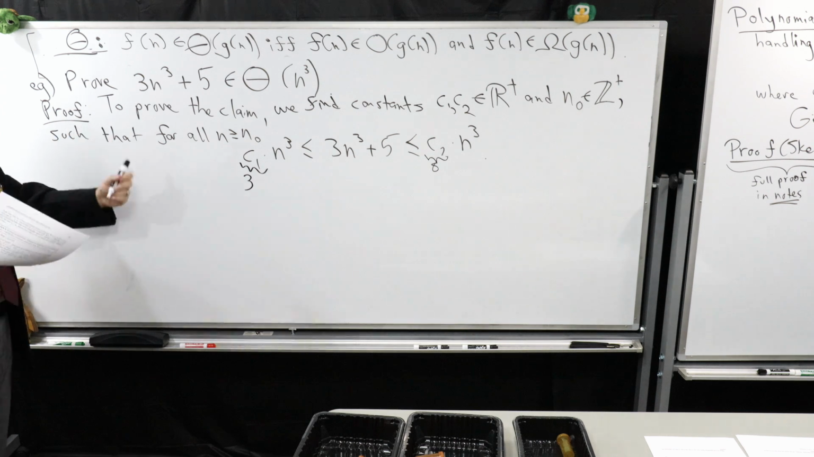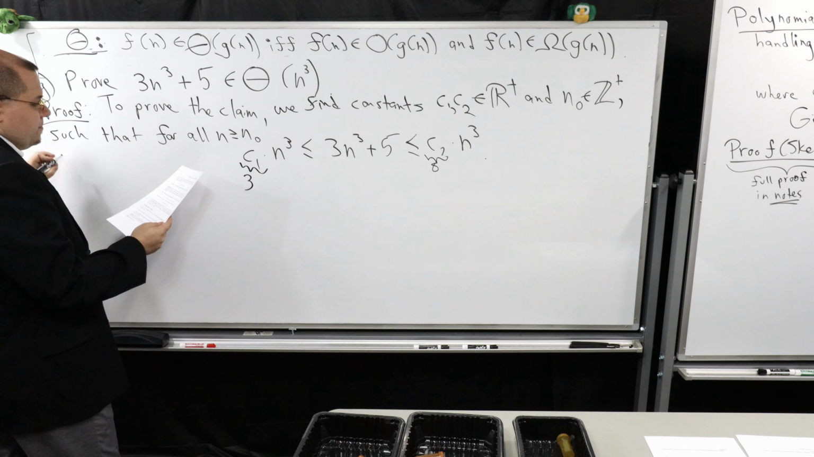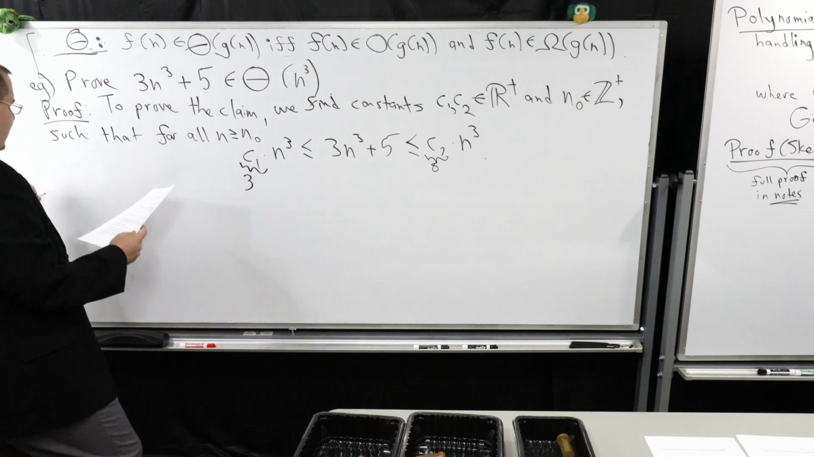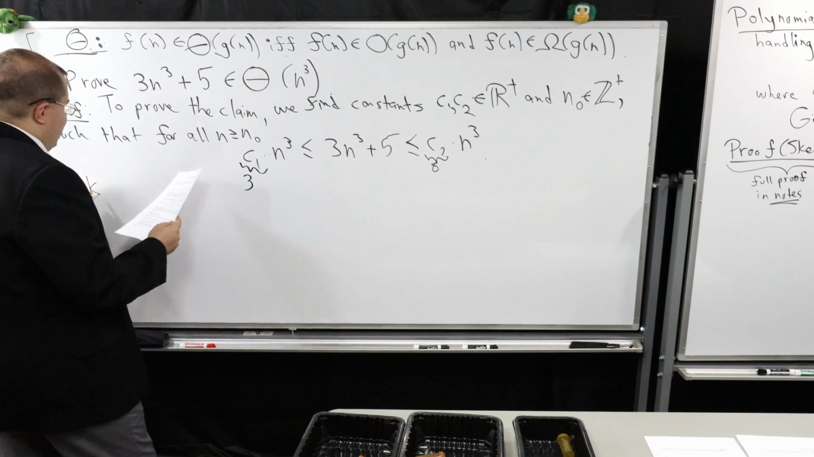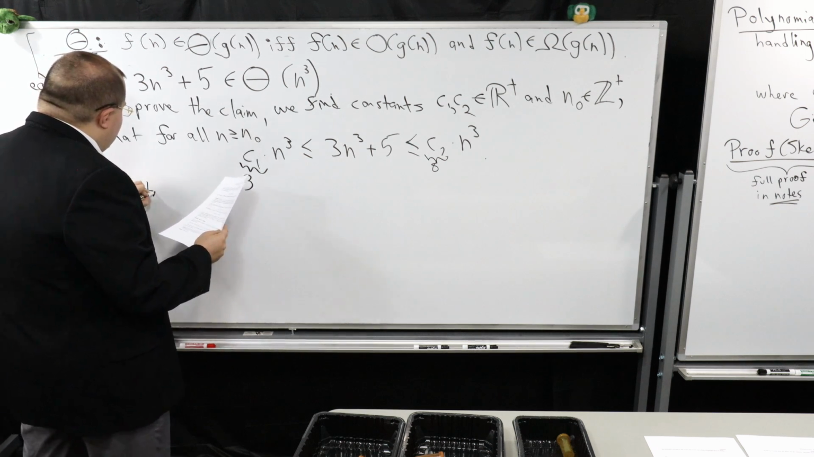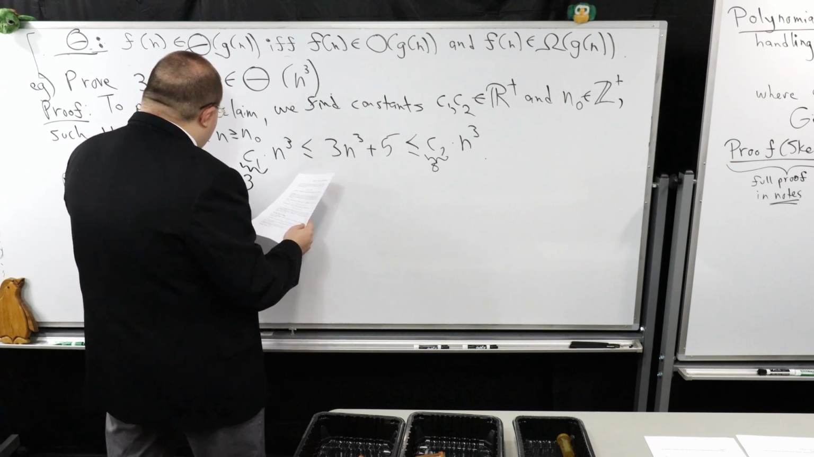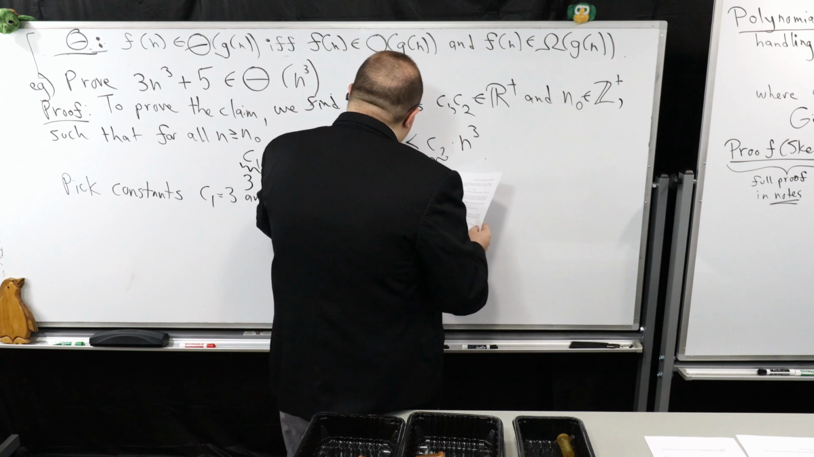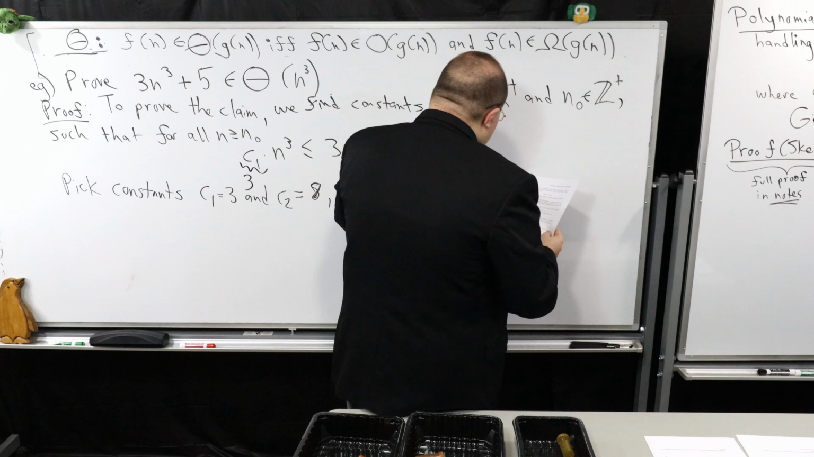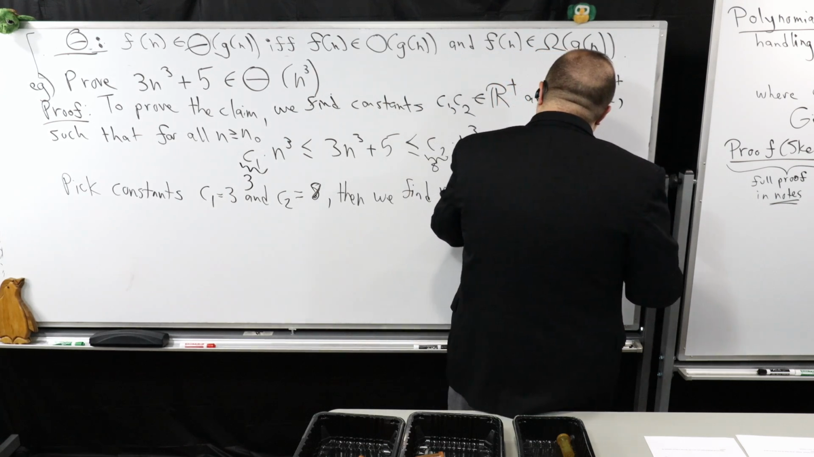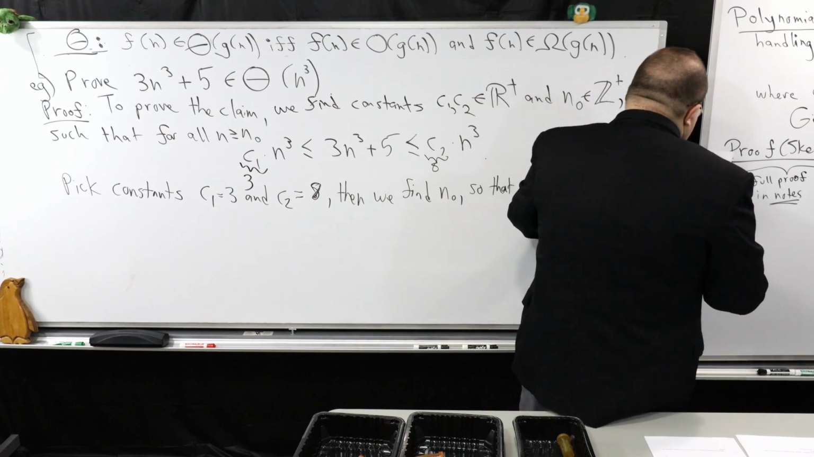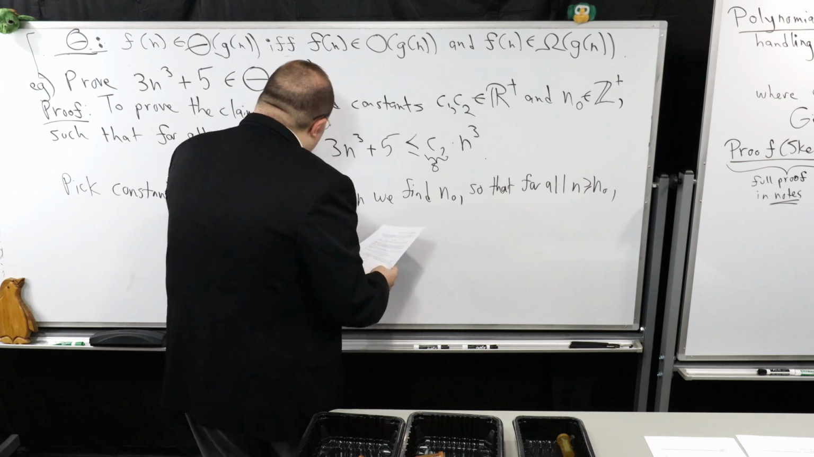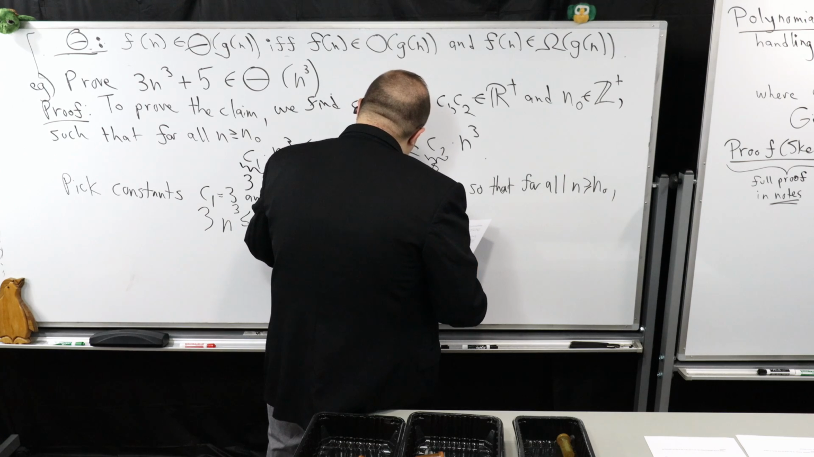You'll just find that you may have to pick a different selection for n0. Like I said, there are many constants that could work. I encourage you to try them. I'm just picking ones that are very easy to argue, so I don't have to pull out root solving or anything of that sort. Pick constants: C1 is equal to 3 and C2 is equal to 8. Then we find n0 so that for all n greater or equal to n0, we have 3n cubed is less than or equal to 3n cubed plus 5, which is less than or equal to 8n cubed. Like this.